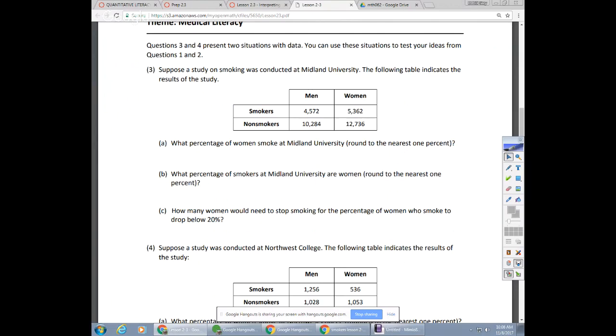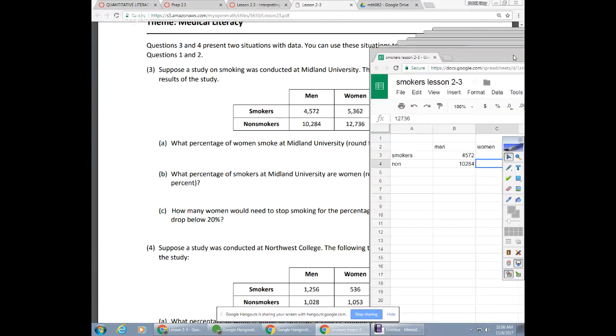All right, so setting up my spreadsheet. I'll be right back to the screen. We've got smokers. We've got non. So if you're sitting down right now, start doing these calculations on your calculator, getting those subtotals. And then let's see, we have 4,572. Smoker, non-smokers is 10,284. And non is 12,736. And then 5,362.